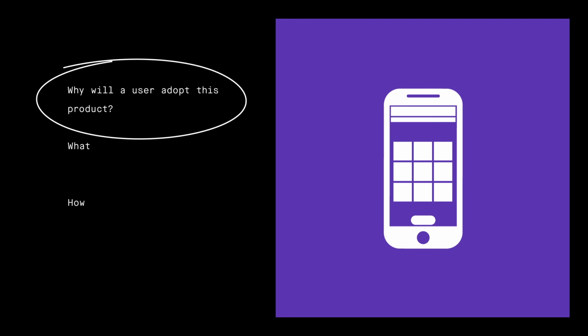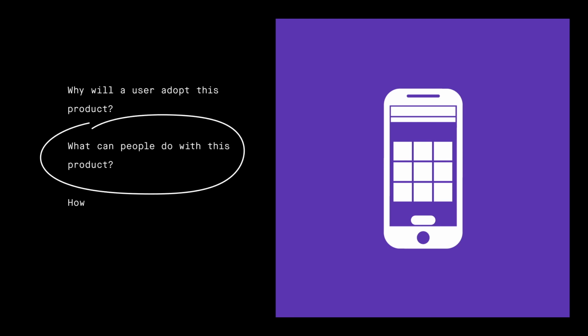A UX designer is concerned with the entire process, a story that begins before the device is even in the user's hands. As a UX designer, you should consider the why, what, and how of product use. You'll need to consider why a user will adopt this product, and if they will relate to the tasks and structure. You'll also want to ask what people can do with this product.